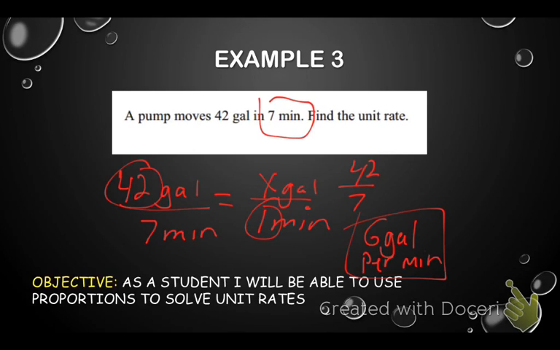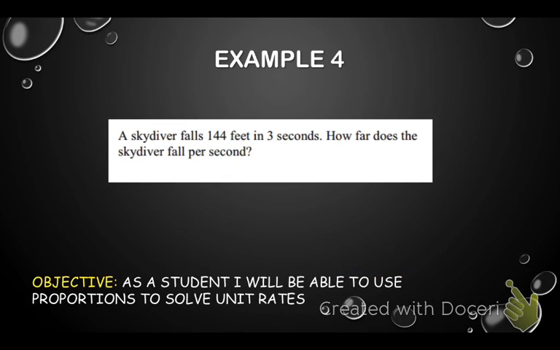All right, last one. Number 4. The skydiver falls 144 feet in 3 seconds. Wow, okay, 144 feet. That is our rate, or our ratio, in 3 seconds. So we set that up. Make sure we label it. It says, how far does the skydiver fall per second? Per means 1, so 1 second. And X number of feet, because we don't know.